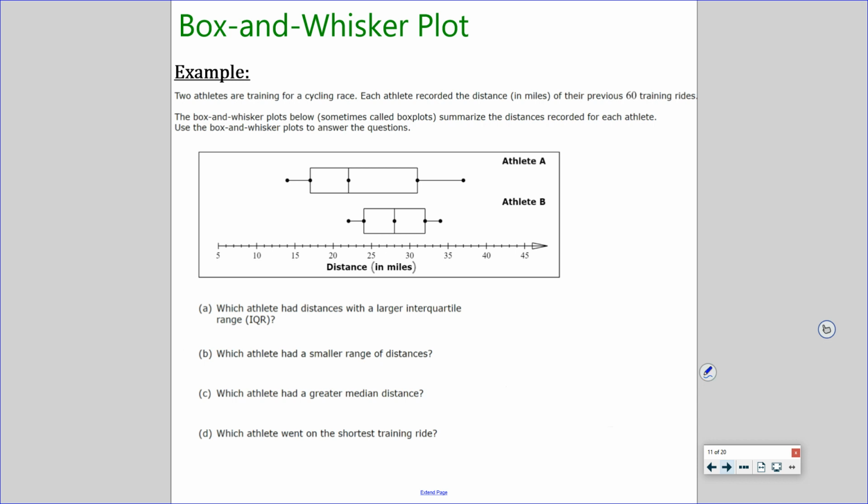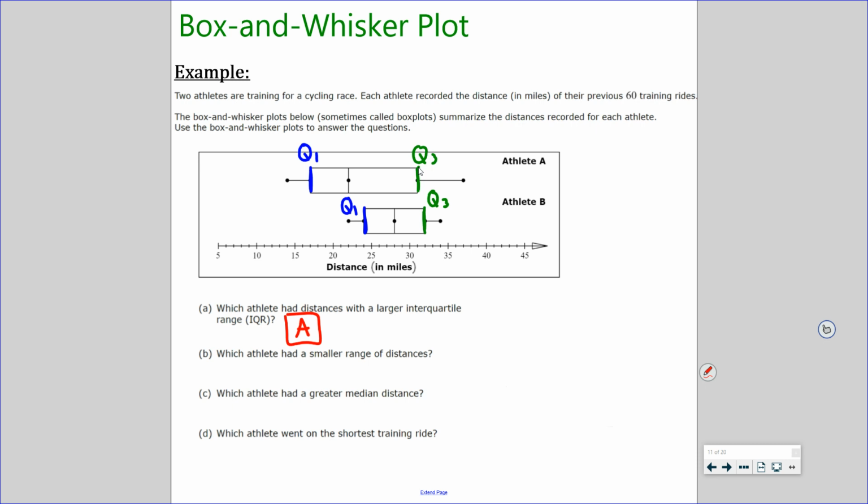So interquartile range is my difference from the third quartile, or the upper quartile, whatever you want to call it. The difference between that and my lower or my first quartile. So looking at those two spreads, which one will have a greater IQR? Athlete A. Yep, athlete A. Obviously, this difference between these two numbers is going to be bigger.